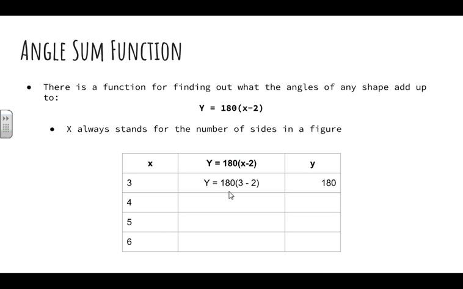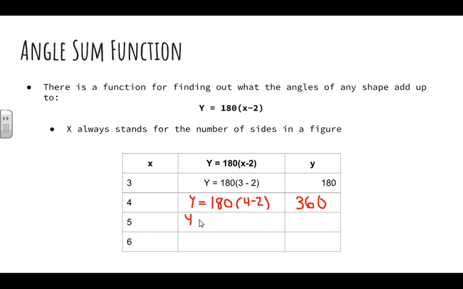Okay, so to continue with that, for a four-sided figure, which would be a quadrilateral, we would plug that into our function, and our function would be y equals 180 times 4 minus 2. You do what's in parentheses first, 4 minus 2, which would be 2. Then you multiply 2 by 180 to get 360.